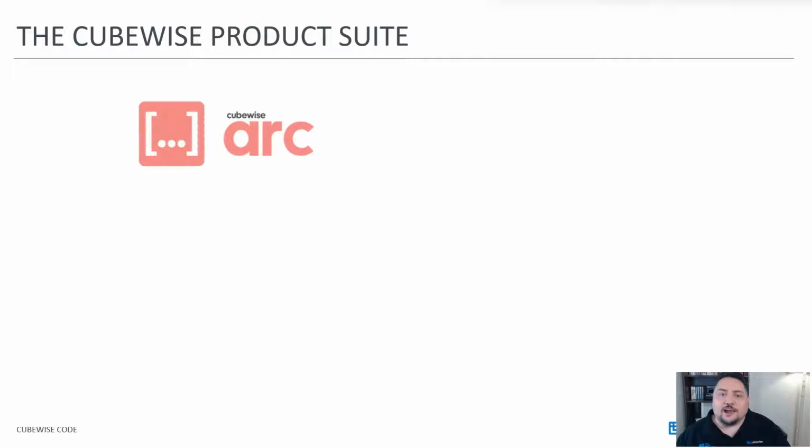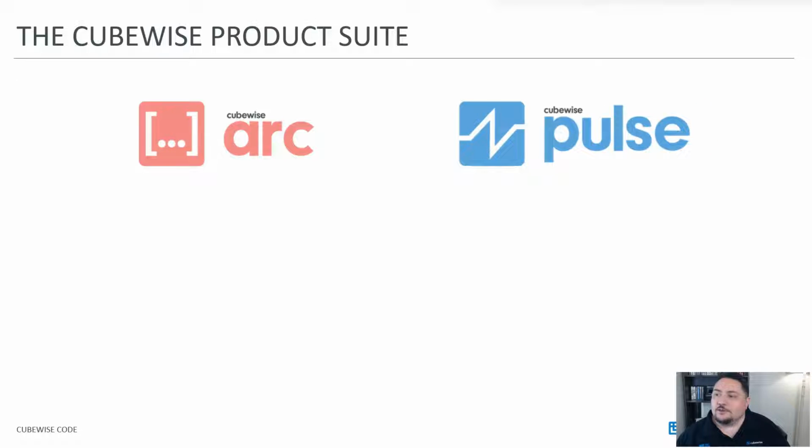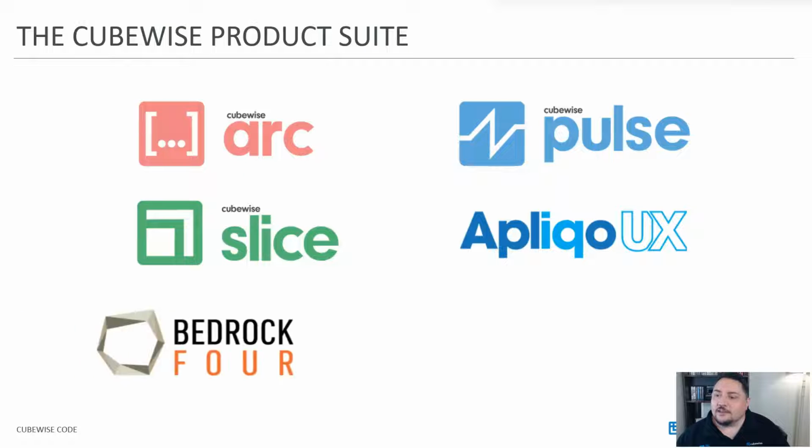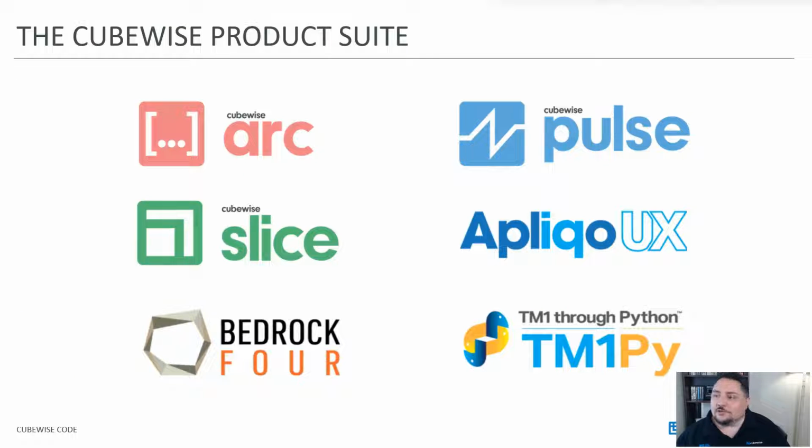So we've got ARC. ARC's for developers primarily, or at least classically has been. We've got Pulse for administrators and support people. We've got Slice and Applico UX, which is targeted at end users and designing applications for them. And we also have our open source and community-driven Bedrock and TM1 Py, which are also for developers, but more of a community-driven project. So as you can see, it's been somewhat like a very extended and expensive game of whack-a-mole to plug all of the gaps in the implementation lifecycle.